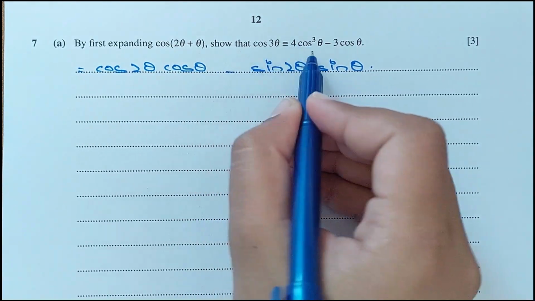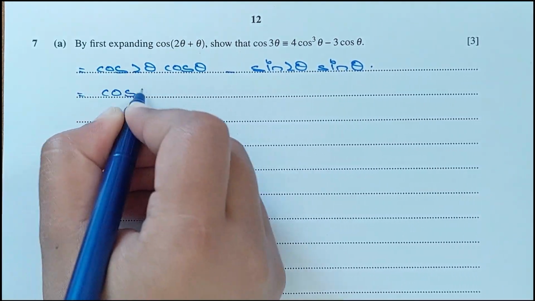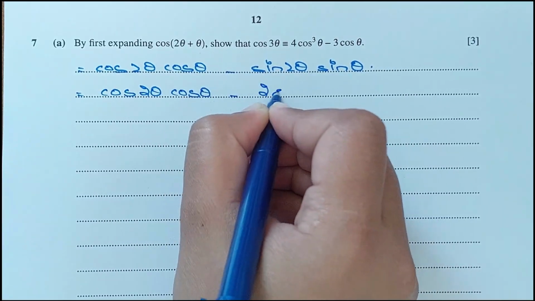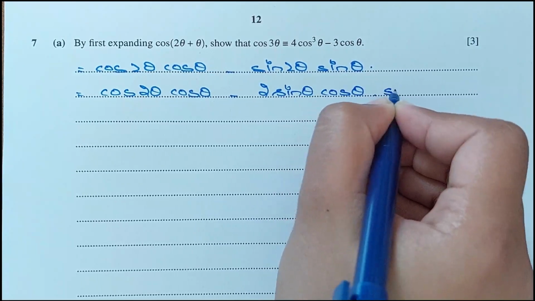Okay, so for cos 3 theta, everything should be in cos. So let me convert. Cos 2 theta, cos theta, and sin 2 theta is 2 sin theta cos theta, into sin theta.